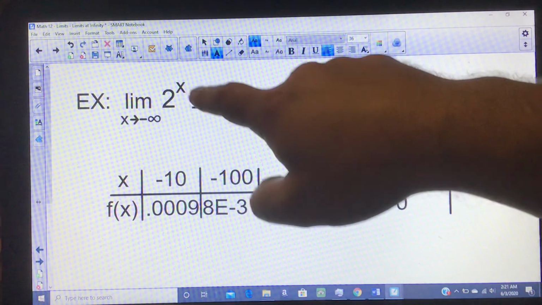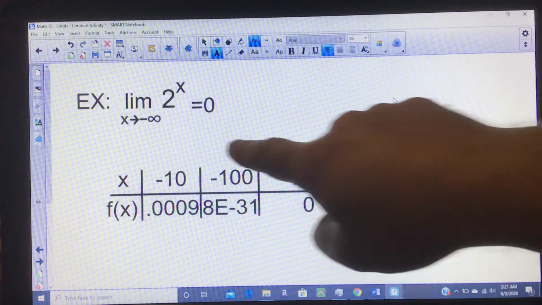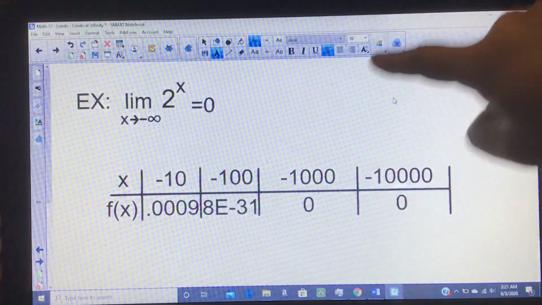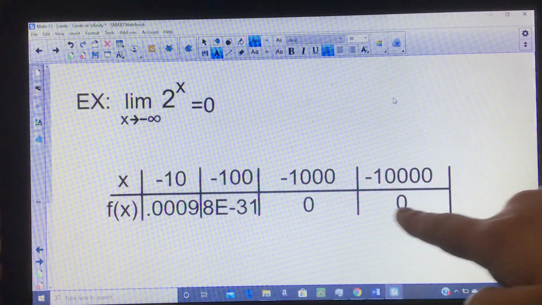And if you know what this graph looks like, 2 to the x is exponential, so it goes up on the right side and flattens on the left. That's what the limit's kind of telling you. If you go to the right, the thing goes up forever. If you go to the left, it flattens out and wants to go toward 0.